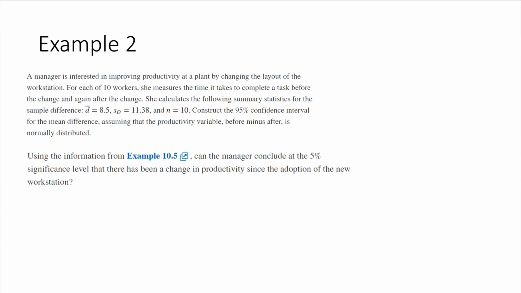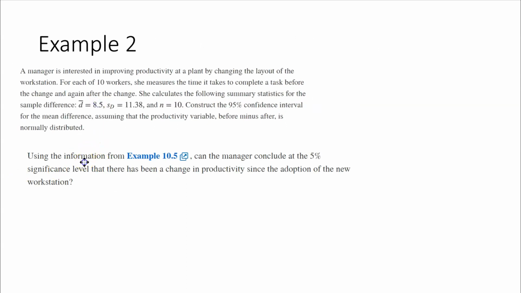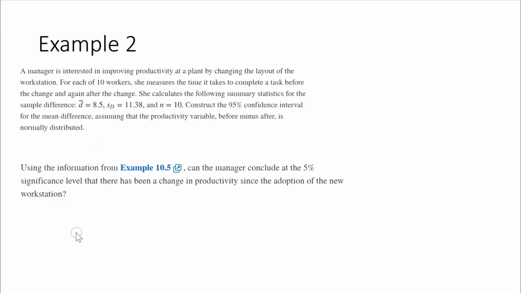So let's do an example. So we've already done this example before. We've constructed the confidence interval. So the confidence interval from the previous example is 0.36 to 16.64. And so can the manager conclude at the 5% significance level that there has been a change in productivity since the new workstation?